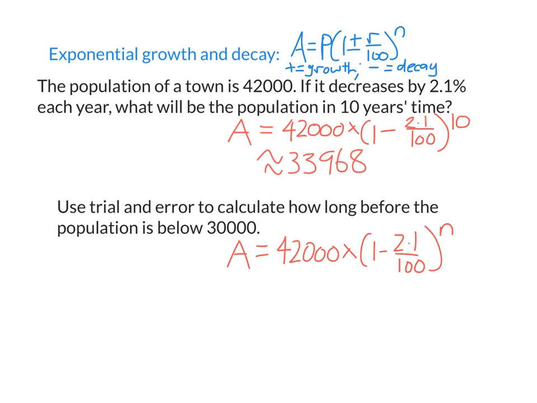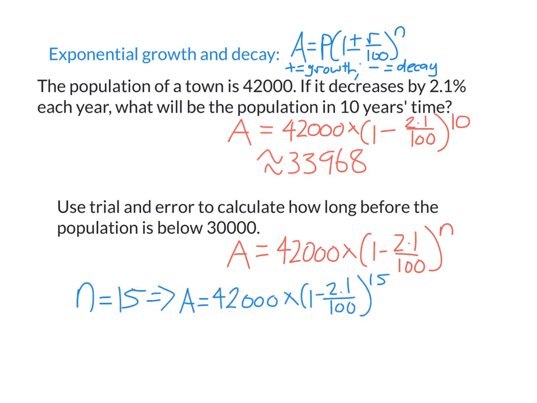So unfortunately, we just need to use trial and error. So if we were to try, say, n equals 15, we get this. So putting this on our calculator when n equals 15, the answer we get is that the population is about 30,548. So it's just over 30,000.